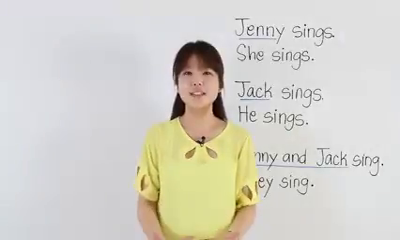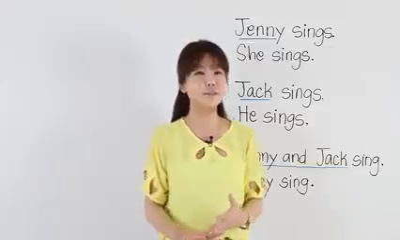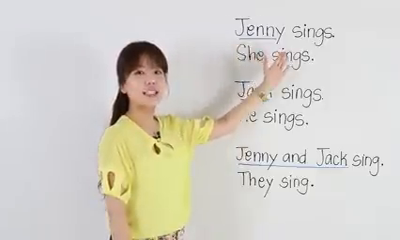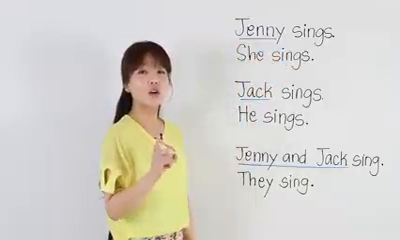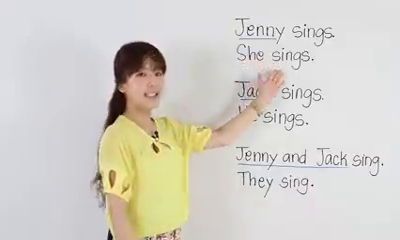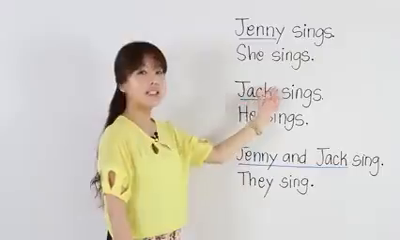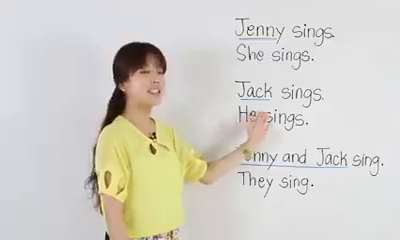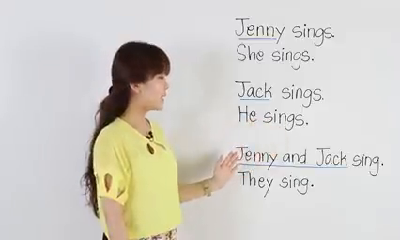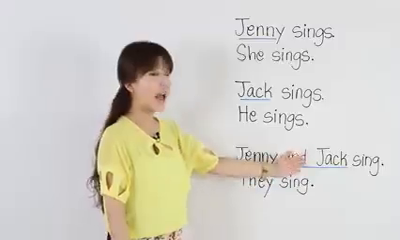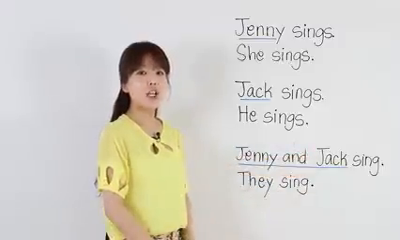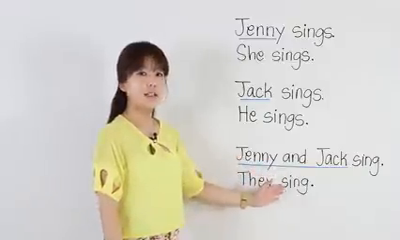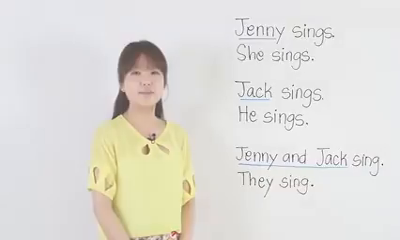Okay, so let's practice together with subjective pronouns. The first sentence on the board says, Jenny sings. Now, Jenny is one girl, so we can say she sings. Jack sings. Jack is one boy, so we have to say he sings. The last sentence says Jenny and Jack sing. Now Jenny and Jack are two people, so we have to say they sing. Okay, let's move on to the next part.